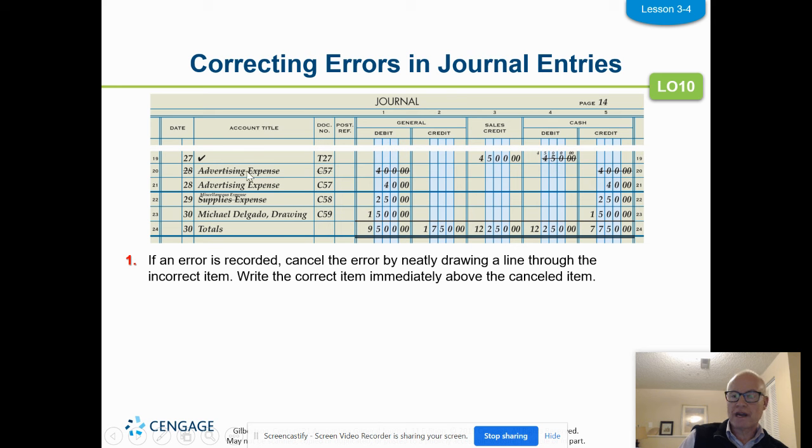Here we did advertising expense. We put $400. Oops, we did the wrong thing. Here we decided to just, hey, we'll just cross out the whole thing and go to the next line and put advertising expense.